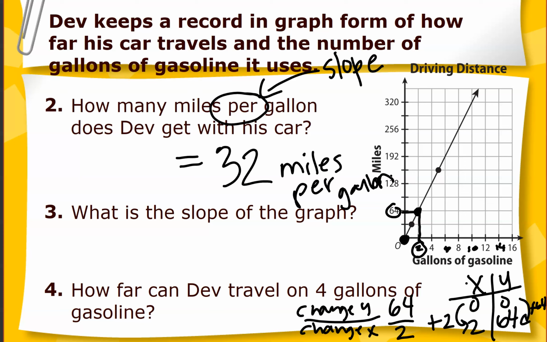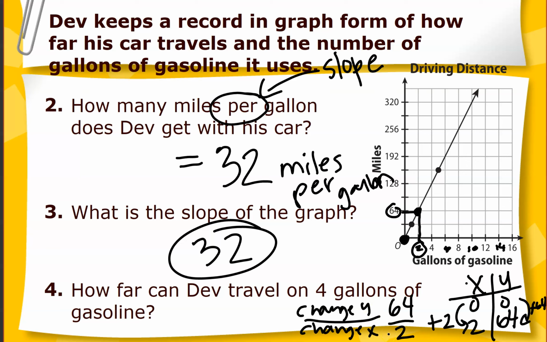All right. Number 3, it says, what is the slope of the graph? So the slope is the same thing. The slope is 32. Okay, does that make sense? If you're finding the unit rate or the slope or the constant, they all mean the same thing. So what is the slope of the graph? The slope of the graph is 32. We already did the change in y divided by change in x.